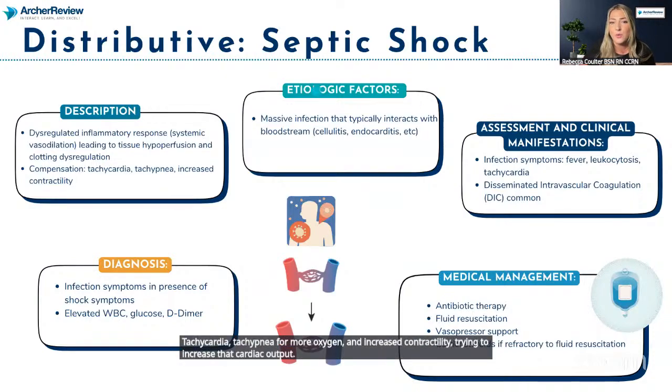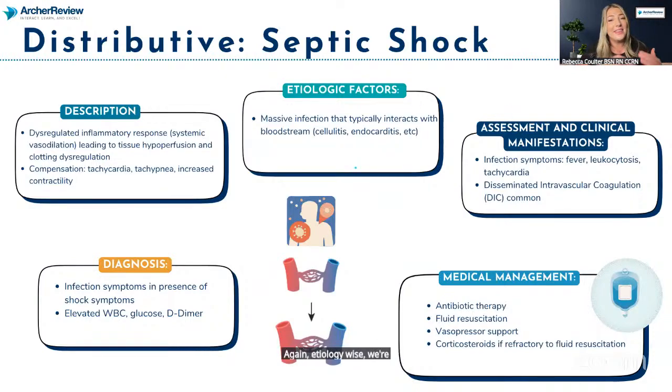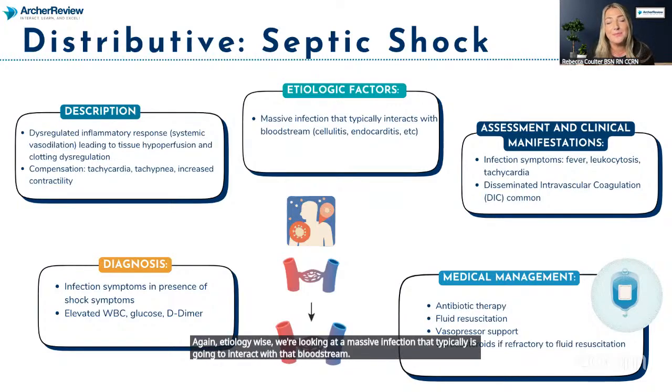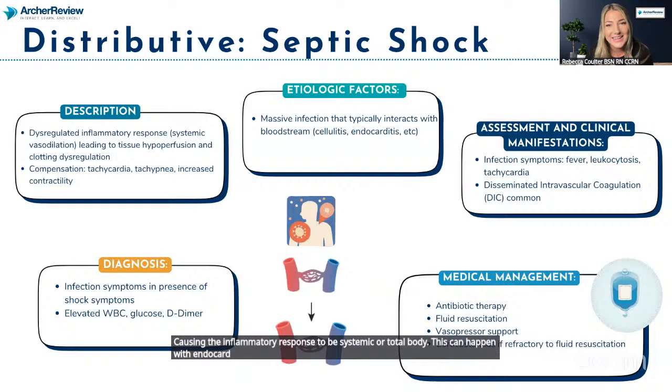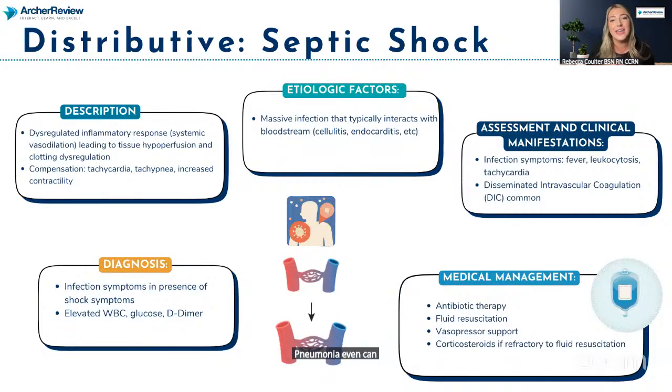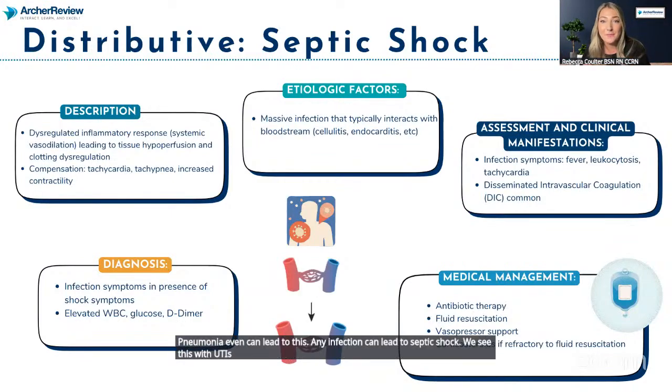Again, etiology-wise, we're looking at a massive infection that typically is going to interact with that bloodstream, causing the inflammatory response to be systemic or total body. This can happen with endocarditis, which is a common one. Cellulitis can lead to this. Pneumonia even can lead to this. Any infection can lead to septic shock. We see this with UTIs that end up getting to the kidneys and causing an AKI.